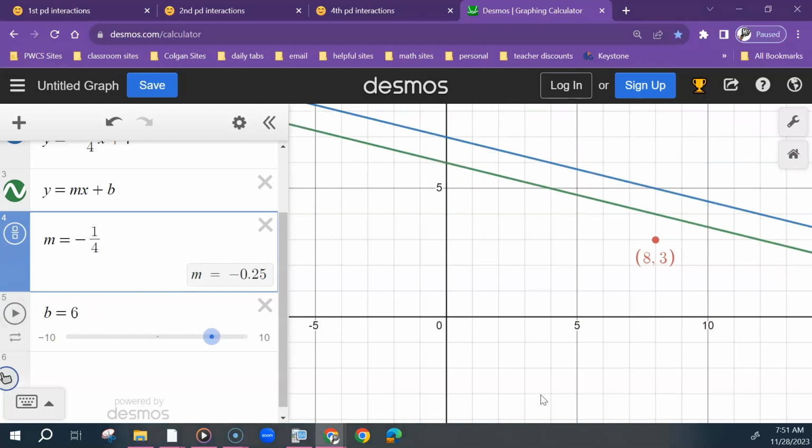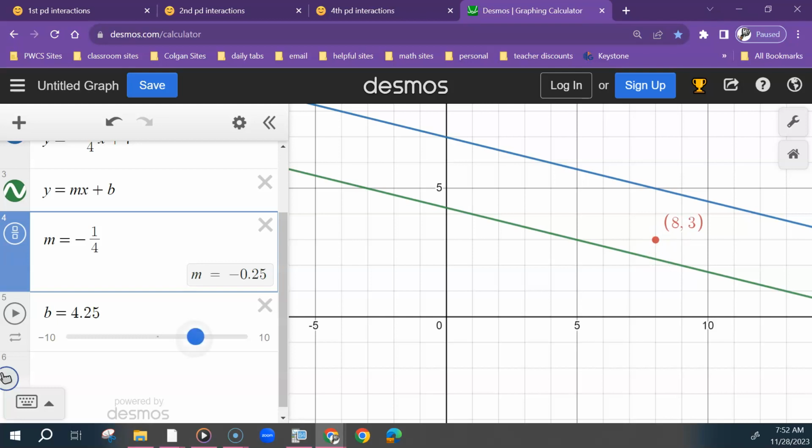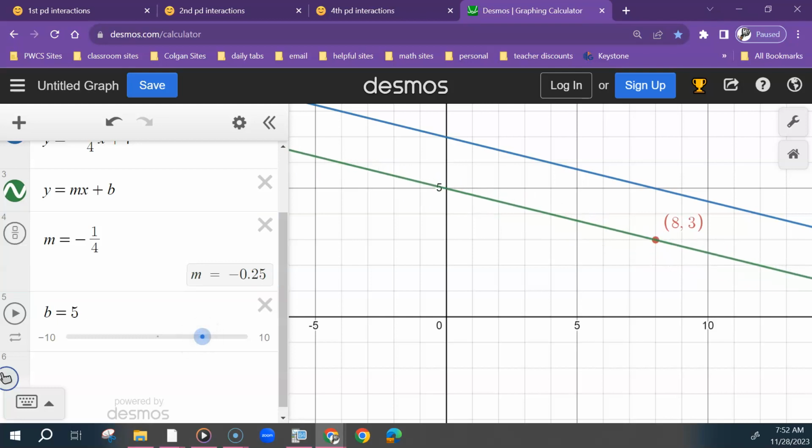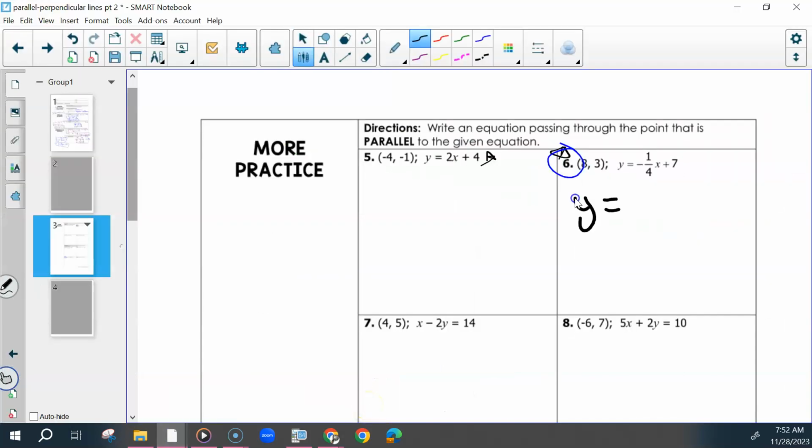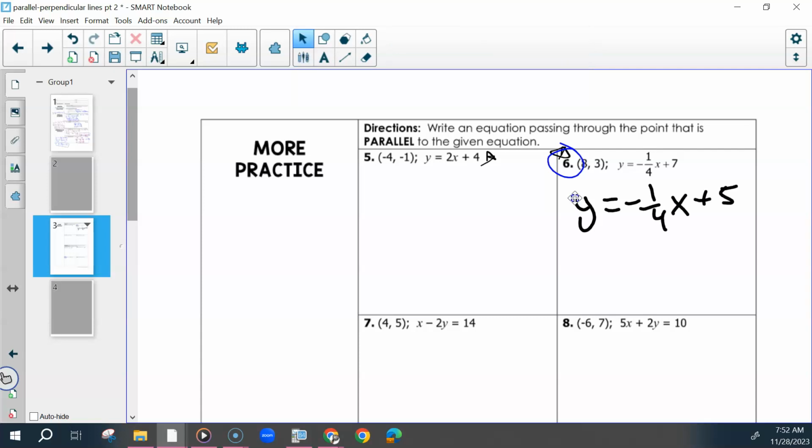Super fast today. So I can see that these 2 lines are parallel, they're not intersecting, and this line goes through that point. So I would write the equation y equals -1/4 x plus 5. And that would be your answer. While you're practicing, you don't have to show the work, but reminder that you do need to be able to do the work on the quiz, on the test.